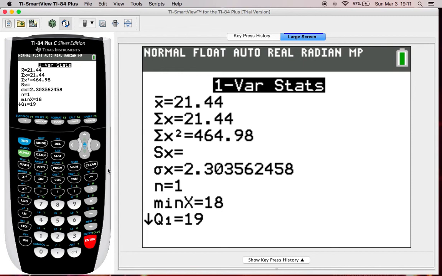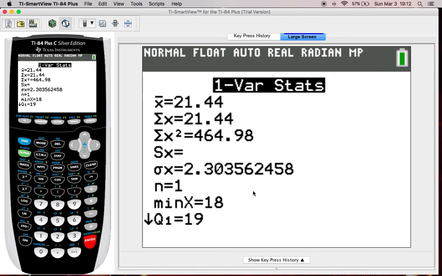Okay, from here we can see that we have a mean of 21.44. That matches what we calculated when we did it by hand in the notes. Notice there's no Sx here. When we're calculating this with a probability distribution, the equation doesn't change between whether it's a sample or a population, so we don't even get a sample standard deviation. All we're given is the population standard deviation, 2.3036, which again matches what we found in the notes.